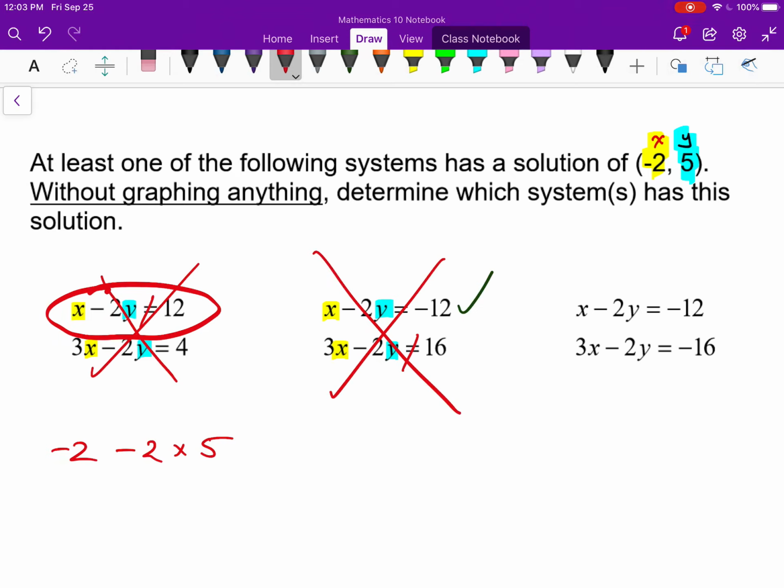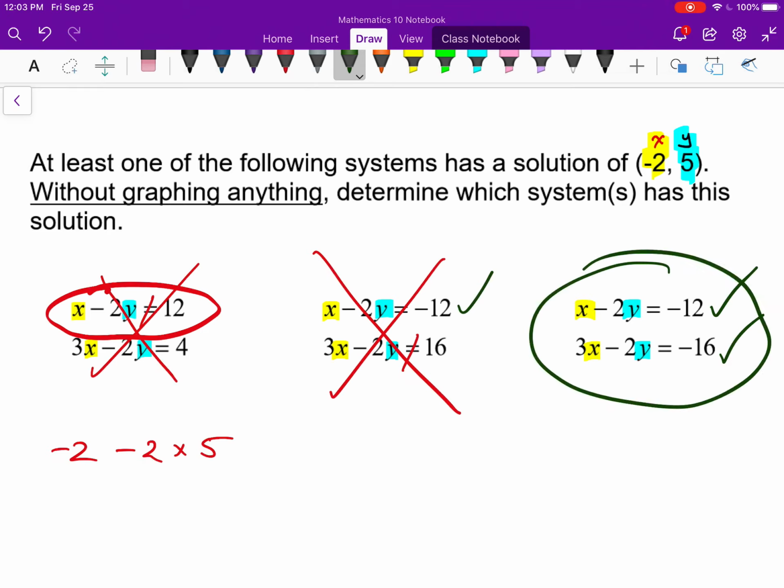But perhaps now you can see how it will indeed be the solution to this last system, because all these equations are the same. The only difference is what they equal on the right-hand side. And we've now seen that when you replace x with -2 and y with 5, the first equation equals -12. The second equation equals -16. So without graphing anything, I now know that -2 comma 5 is the solution to only this system.